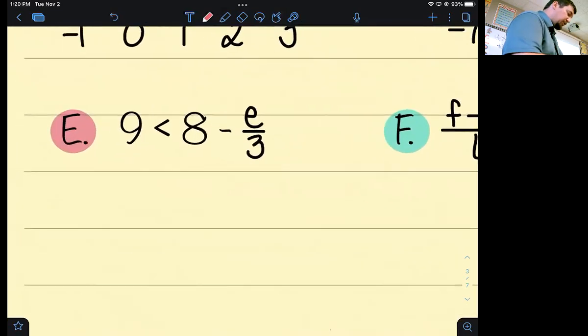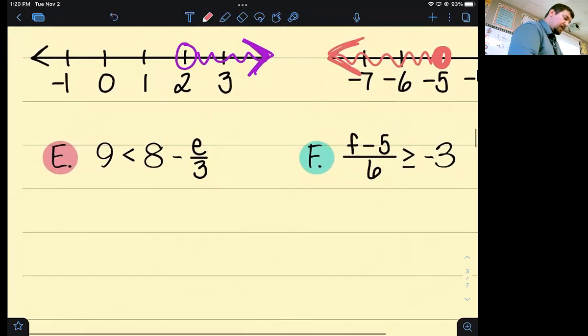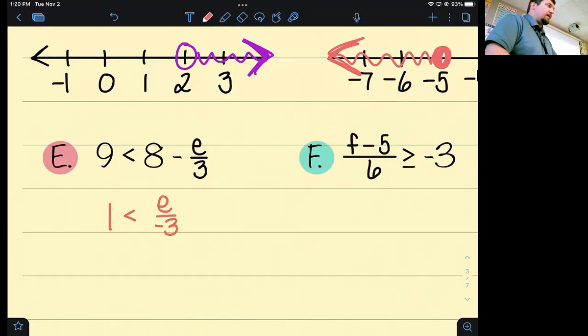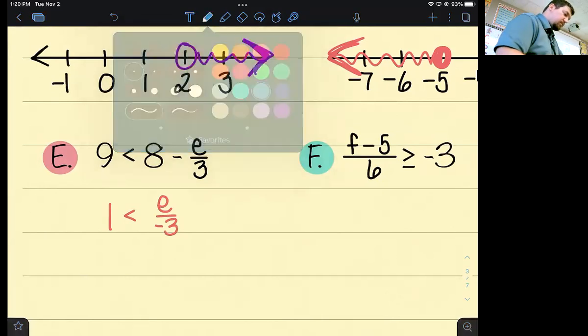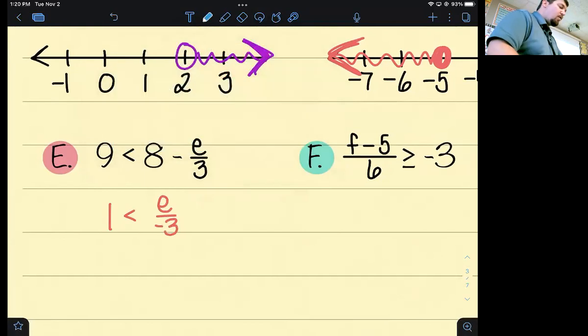Connor, what's the first thing I should do for example E here? Good, and what's 9 minus 8? And what's left on the other side? Nice, I like how you automatically just put the negative down there with 3. All right. Chloe, what do I do now? Okay, what do I get when I multiply 1 by -3? And what else happens when I multiply by a negative? Perfect. Okay, so there, I flip the sign.